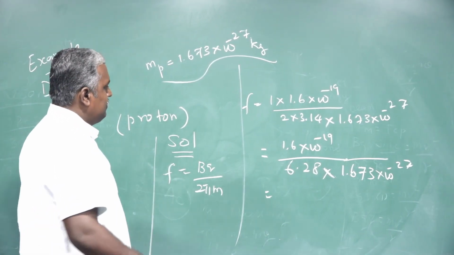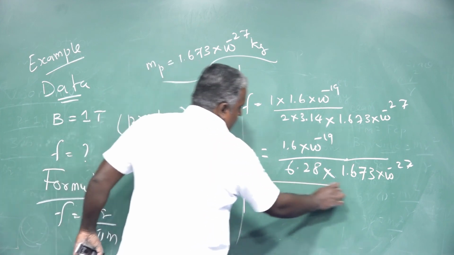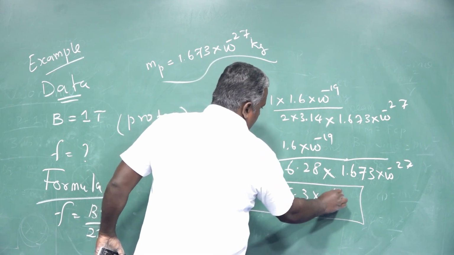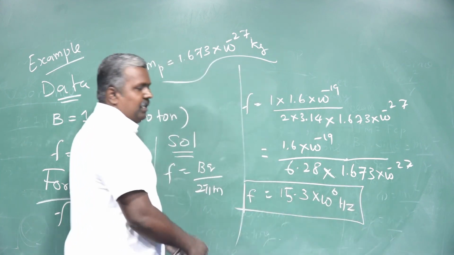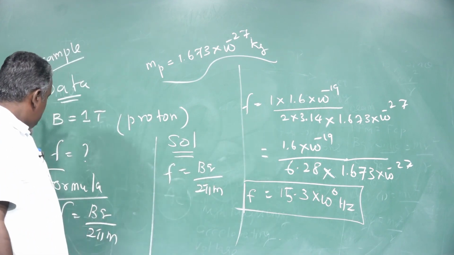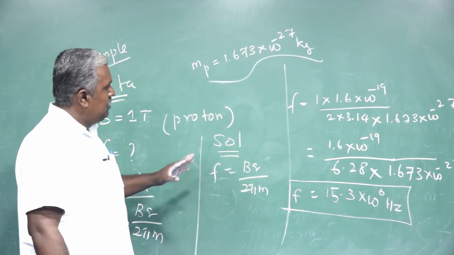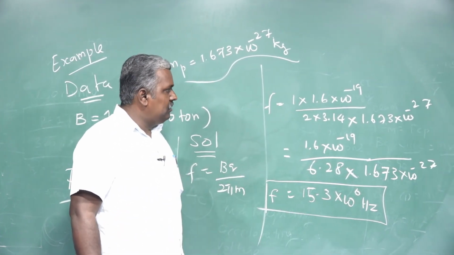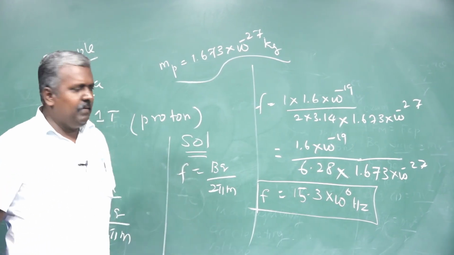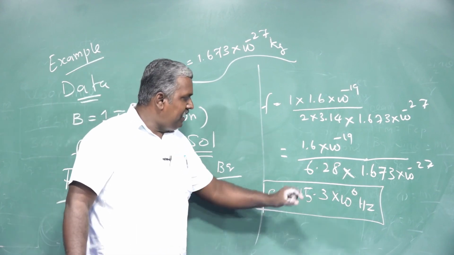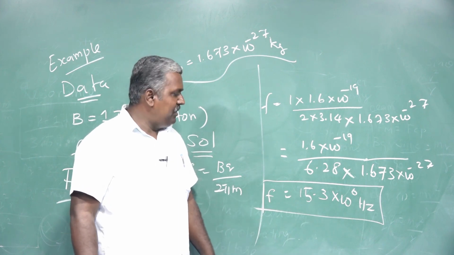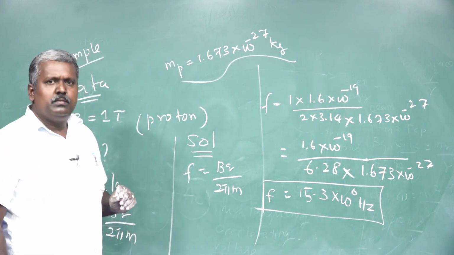That's all. And after simplifying, you get 15.3 into 10 power 6 Hz, I think. Okay, that's all. Given data, formula, and substitution. In substitution, 2 or 3 steps are compulsory, okay? So we get 15.3 into 10 power 6 Hz or 15.3 megahertz, mega means 10 power 6, okay? Clear? Okay, thank you.